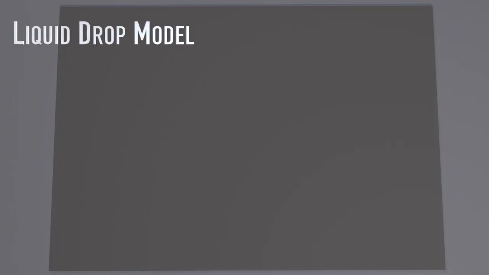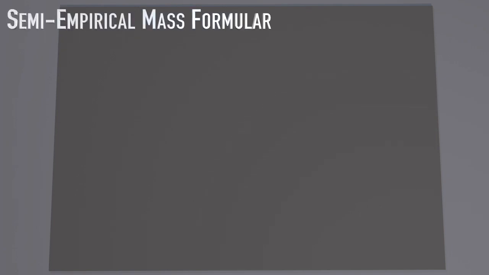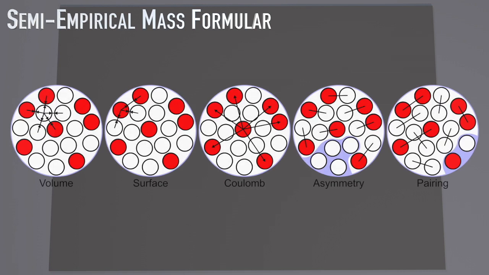The semi-empirical mass formula is based on the liquid drop model, which describes the nucleus as a homogeneous round droplet. The semi-empirical mass formula models the binding energy as the sum of five terms.